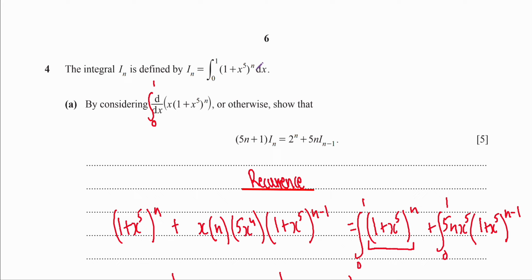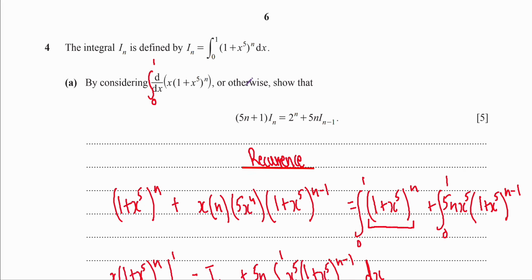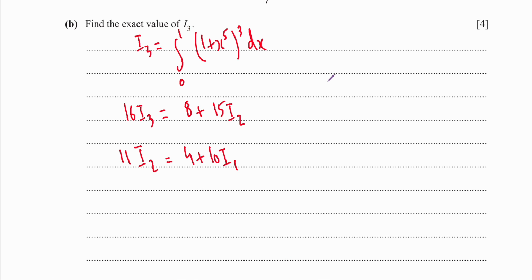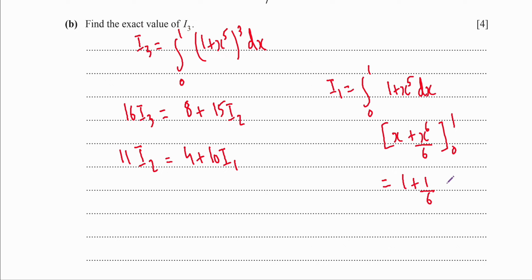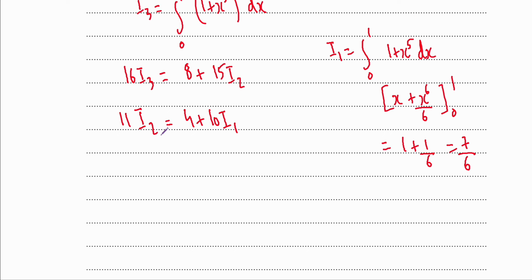I1 is very easy to do because that's just the integral of 1 plus x to the power 5 between 0 and 1. So I1 is equal to the integral between 0 and 1 of 1 plus x to the power 5 with respect to x. That's very easy. That's just x plus x to the power 6 over 6, and then evaluated between 0 and 1. And what we end up getting is 1 plus 1 over 6, which is equal to 7 over 6. And that's I1.